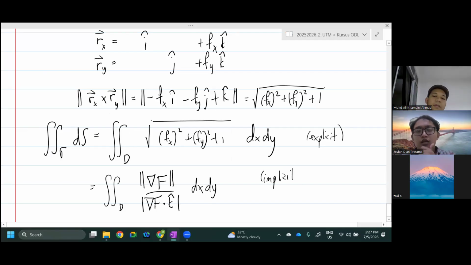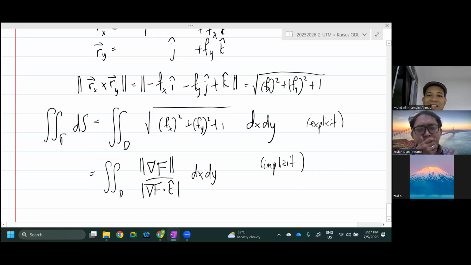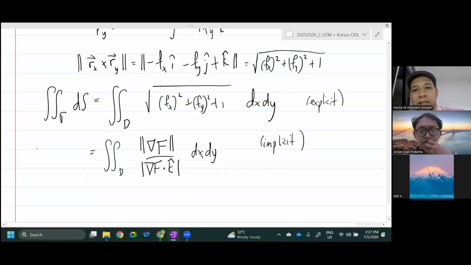Okay, implicit. If you try to expand this one, you will get this formula also. So that's the formula for how to compute what we call the surface area. You have three formulas: implicit, explicit, and the parametric. Then let me rewrite again.